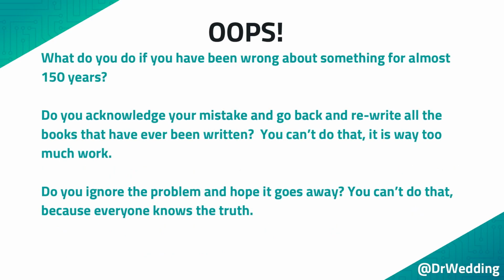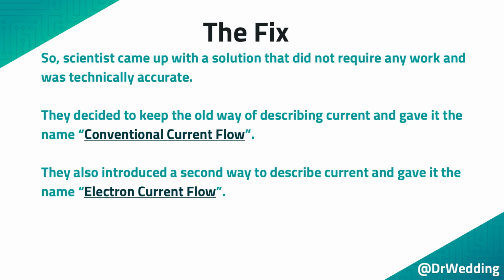What do you do if you have been wrong about something for almost 150 years? Do you acknowledge your mistake and go back and rewrite all the books that have ever been written? You can't do that. It is way too much work. Do you ignore the problem and hope it goes away? You can't do that because everyone knows the truth. So, scientists came up with a solution that did not require any work and was technically accurate. They decided to keep the old way of describing current and gave it the name conventional current flow. They also introduced a second way to describe current and gave it the name electron current flow.